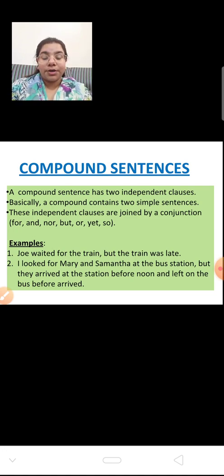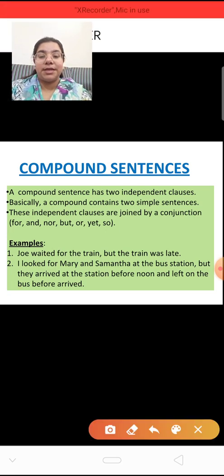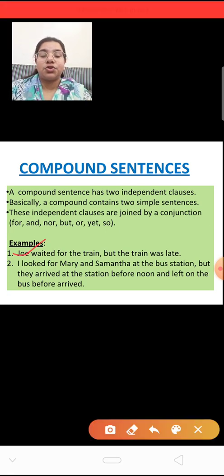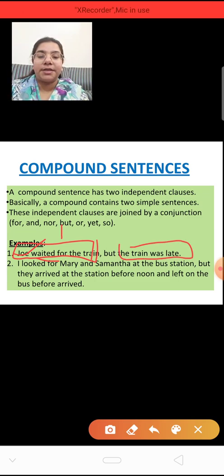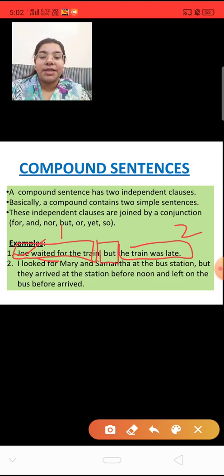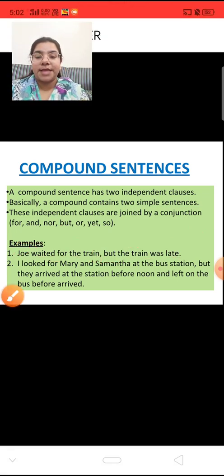Joe waited for the train, but the train was late. So here we can see that one main clause is Joe waited for the train. Here we have the subject Joe and waited, that is the verb. This is the first main clause. But the train was late. The train was late is the second main clause and it is joined by the conjunction, that is but. Okay, let's take another example.